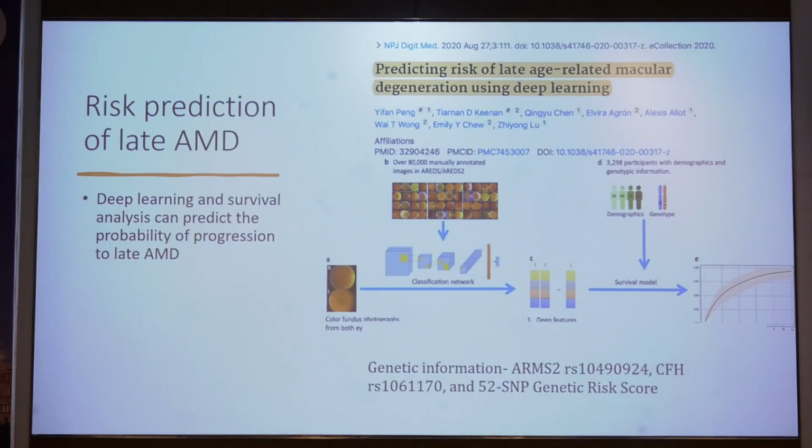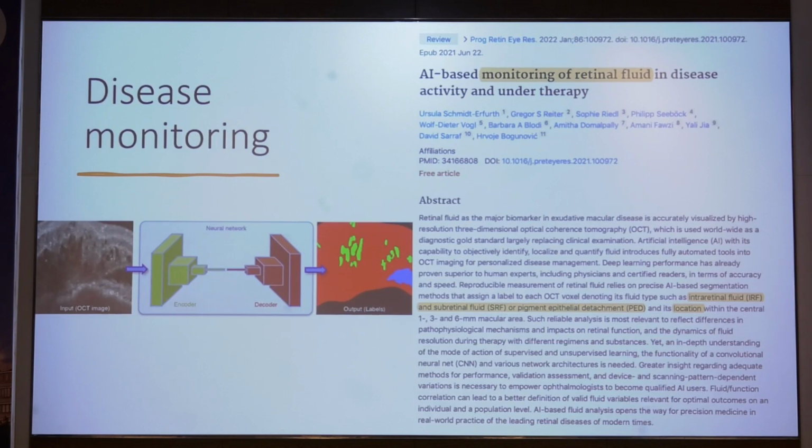So AI can also predict the development of late AMD, and recent studies have shown that along with the demographic features and genetic features, we can very well, with 95% sensitivity and specificity, pinpoint those patients who are going to develop late AMD and focus our efforts on them.